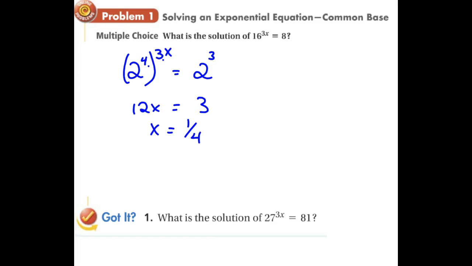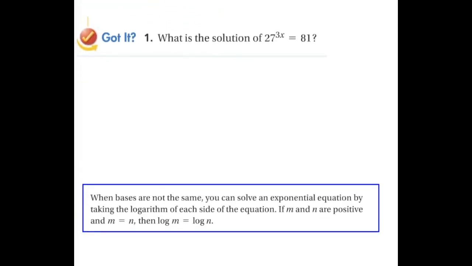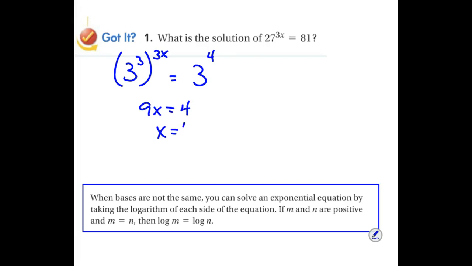All right. Our next one. What base could we use with a 27 and an 81? Base 3? All right. So 27 is 3 to the 3rd. It's being raised to a 3x power. 81 is 3 to the 4th. That means what equation am I going to solve? 9x equals 4. So my solution would be 4/9.